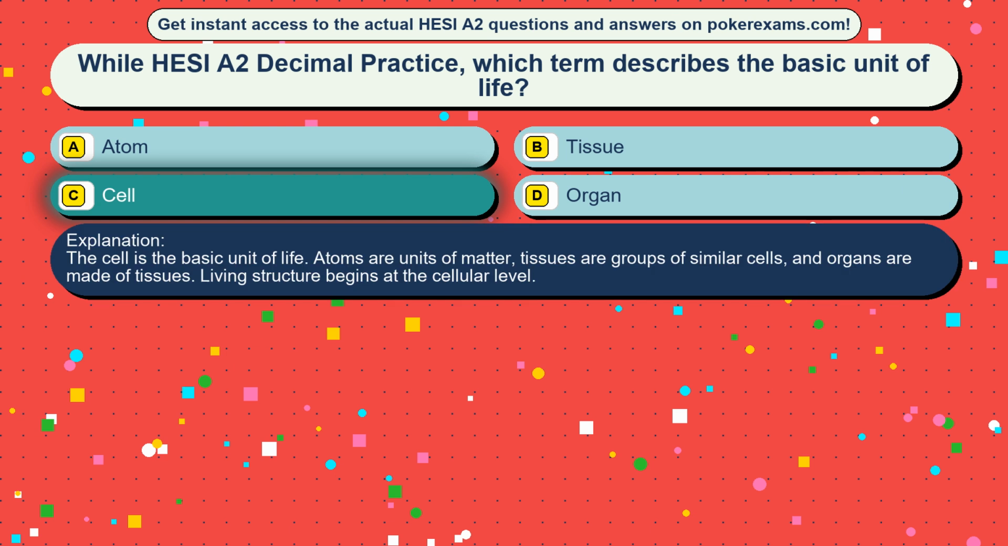The cell is the basic unit of life. Atoms are units of matter, tissues are groups of similar cells, and organs are made of tissues. Living structure begins at the cellular level.